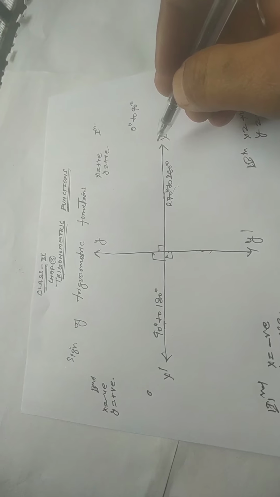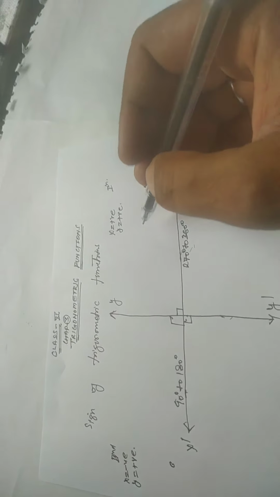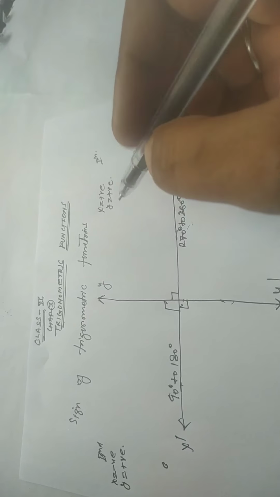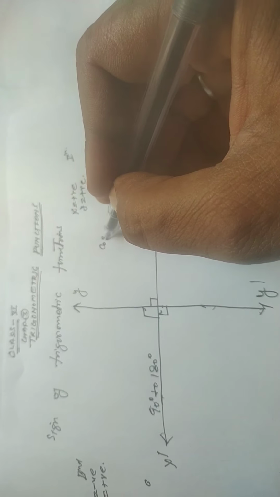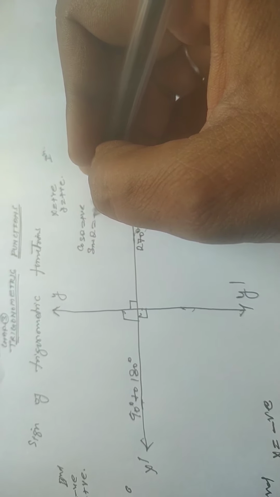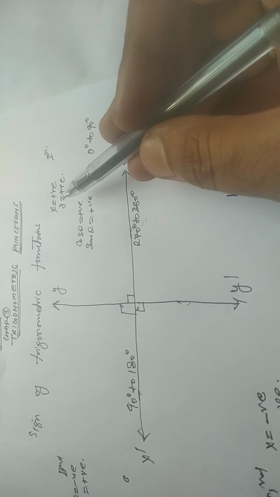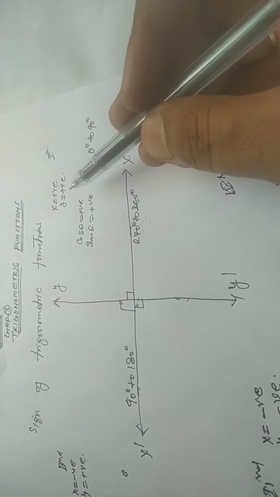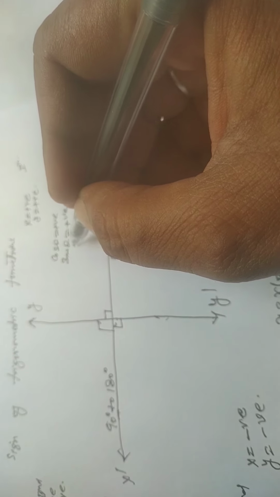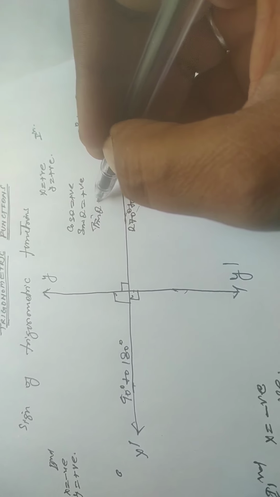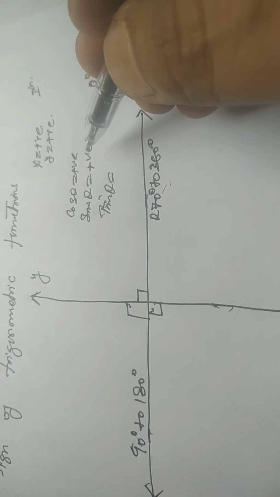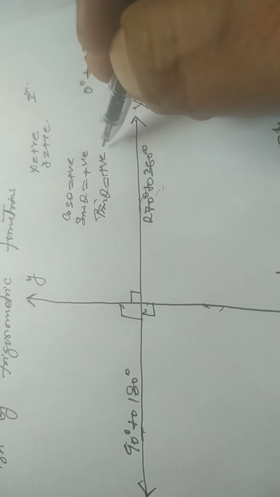See this one, the first quadrant, that means 0 degree to 90 degree, x is positive, and we know that x is r cos theta and r is always positive. So here cos theta is positive, and sin theta is also positive, because y is equal to r sin theta, r is positive, and y is positive. Then tan theta is sin theta upon cos theta. Sin theta is positive, cos theta is positive, then tan theta is positive.